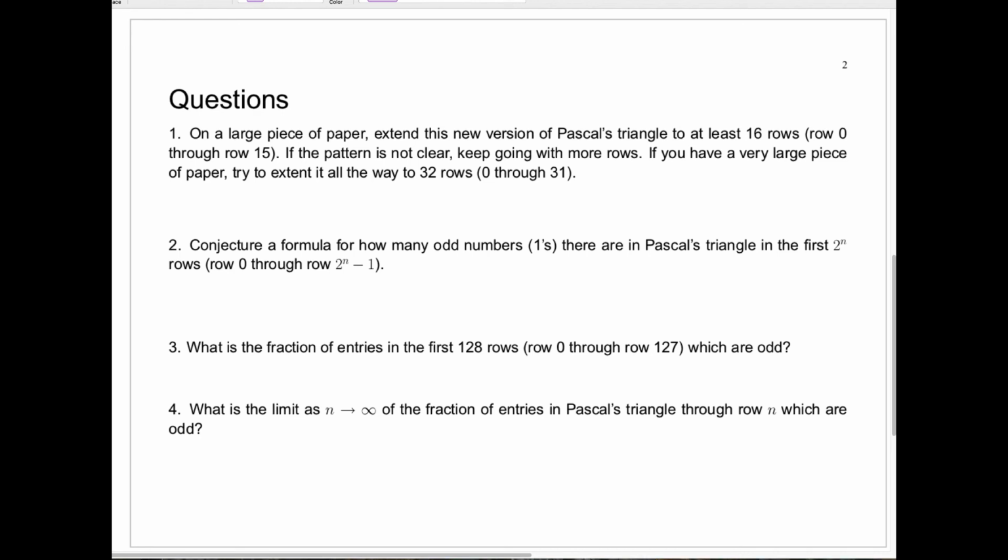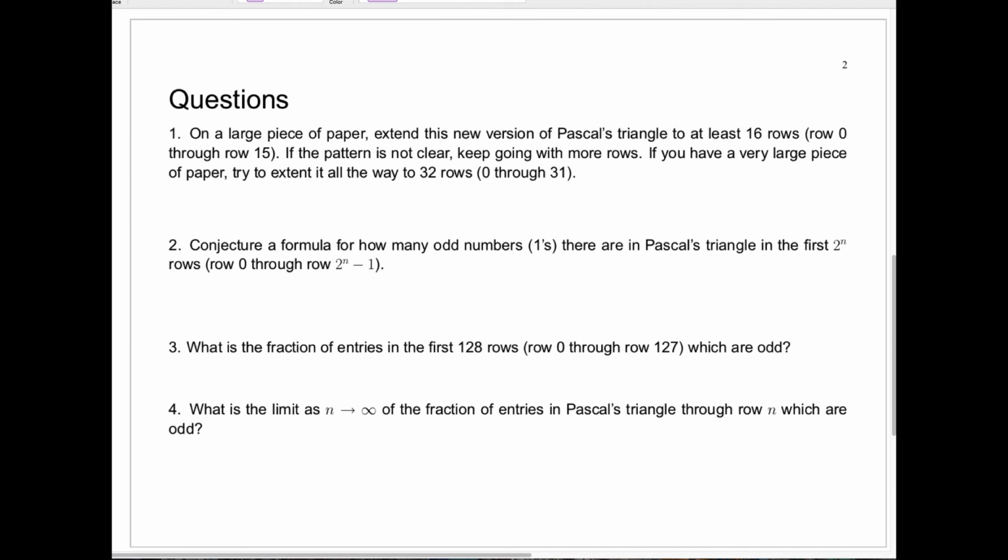Extend this new version of Pascal's triangle, indicating just even or odd with 0s or 1s, 0 for even, 1 for odd. Make it go to at least 16 rows. 16 rows at a very minimum. That's row 0 through row 15. We did 8 rows already, so that's not a whole lot more. But try hard to extend it further.